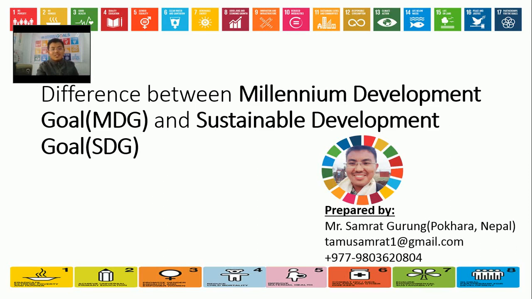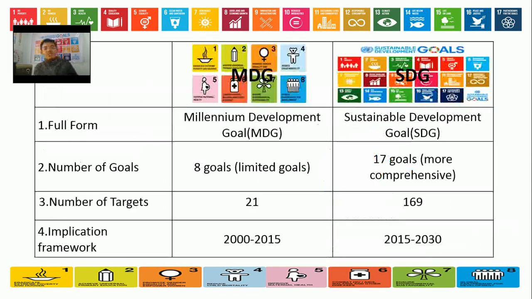Let's know about the 20 differences. The first difference is the full form, which stands for the Millennium Development Goal and the Sustainable Development Goal. The second difference is that MDG has limited goals, that means only 8 goals were present, while the SDG has 17 goals, which are more comprehensive than the goals of the Millennium Development Goal. And in the MDG there were only 21 targets, while in the Sustainable Development Goal there are 169 targets.